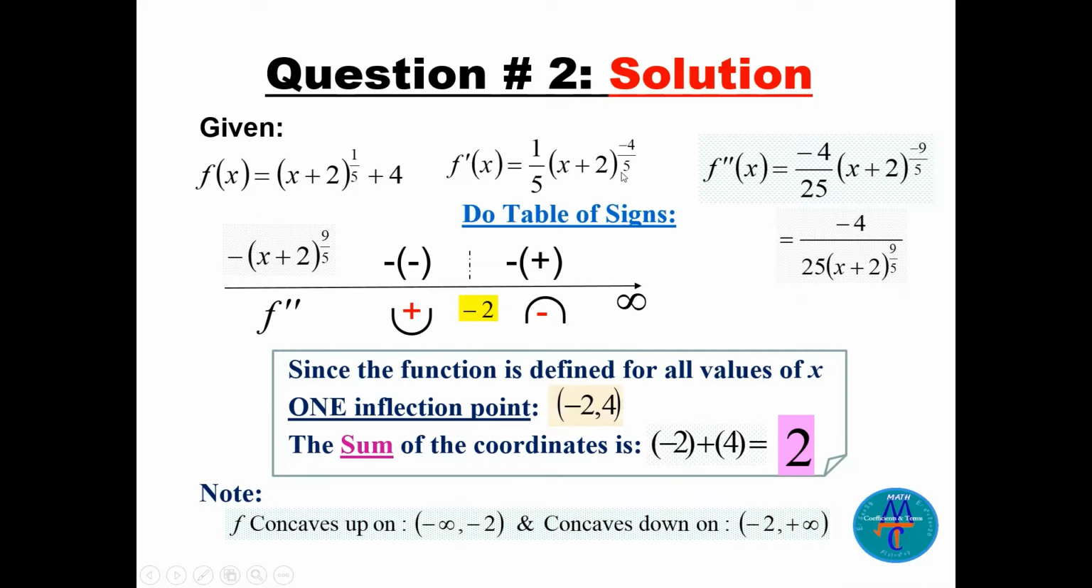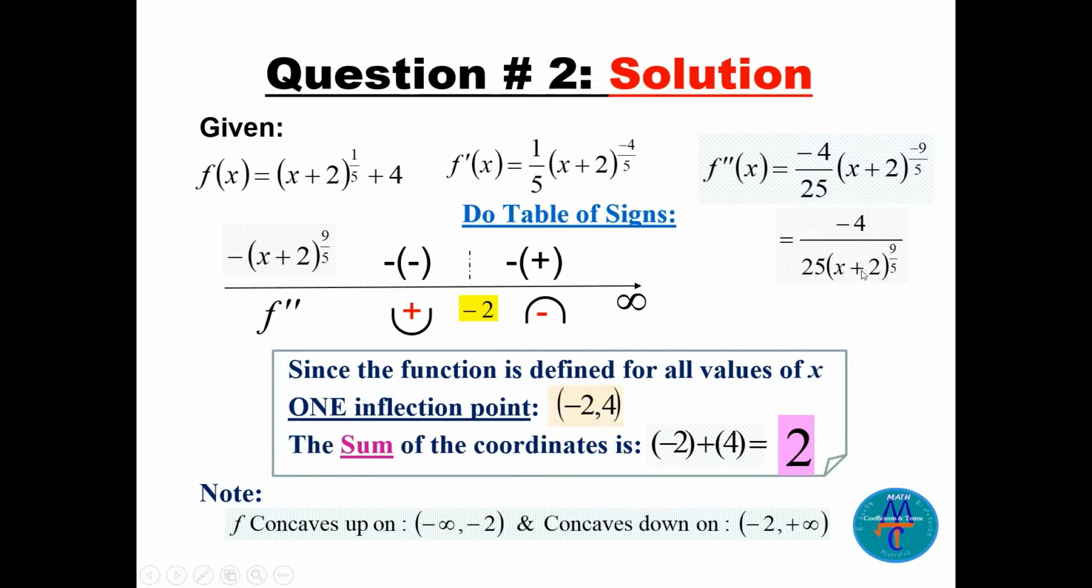Let's take now the second derivative, which is the derivative of the derivative. So 1 over 5 multiplied by minus 4 over 5 will be minus 4 over 25, x plus 2 to the power minus 4 over 5 minus 1, which is minus 9 over 5. We can write the second derivative as this. Now be careful here: minus 4 divided by 25, and this will be down, x plus 2 to the power 9 over 5. Now we need to do a table of signs to study f double prime.